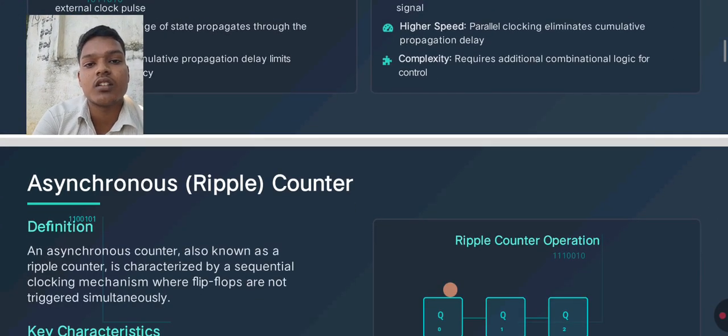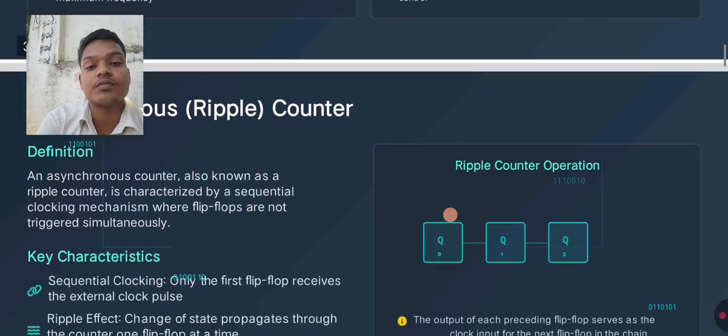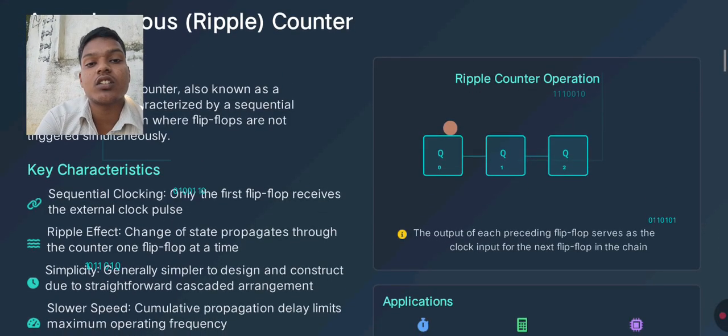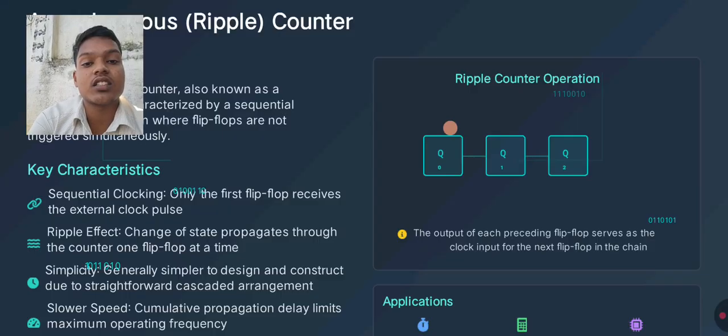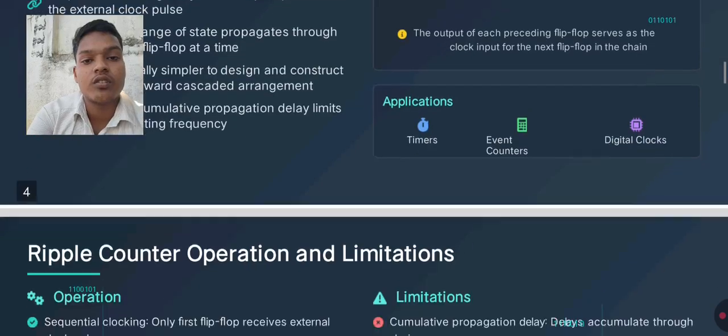Asynchronous ripple counter. Definition: an asynchronous counter, also known as a ripple counter, is characterized by a sequential clocking mechanism where flip-flops are not triggered simultaneously. Key characteristics: sequential clocking, only the first flip-flop receives the external clock pulse. Ripple effect: change of state propagates through the counter one flip-flop at a time. Simplicity: generally simple to design and construct due to the straightforward cascade arrangement. Slower speed: cumulative propagation delay limits maximum operating frequency.